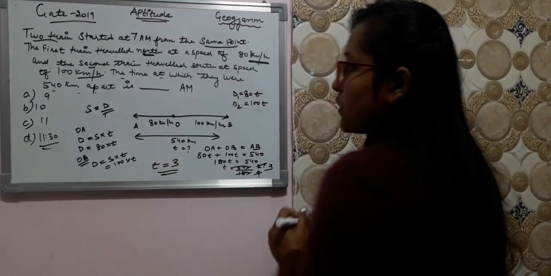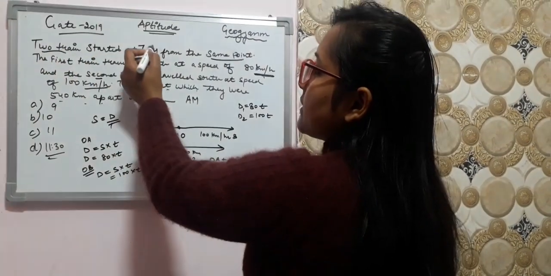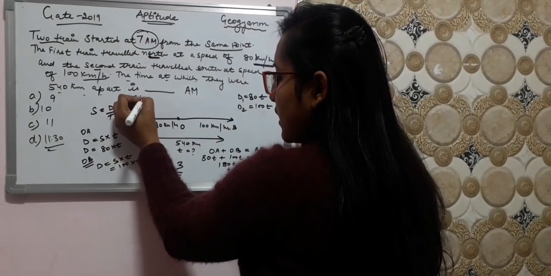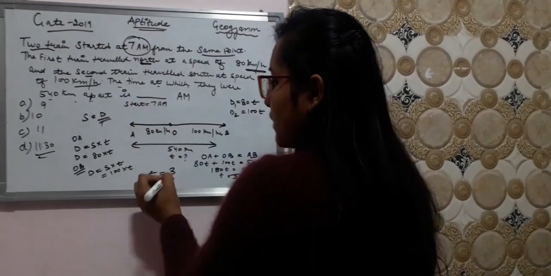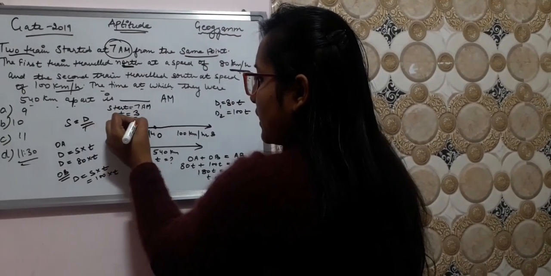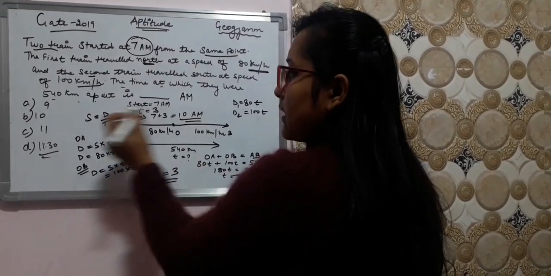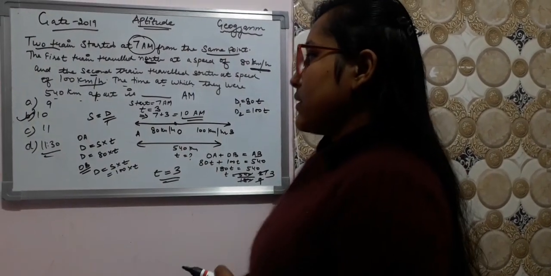3. Okay. So what they are saying is that two trains started at 7 a.m. So at what time did they start? The starting point is 7 a.m. And we have found the value of T, which is 3. So by adding 7 plus 3, we get 10 a.m. At 10 a.m. they will be 540 kilometer apart from each other.